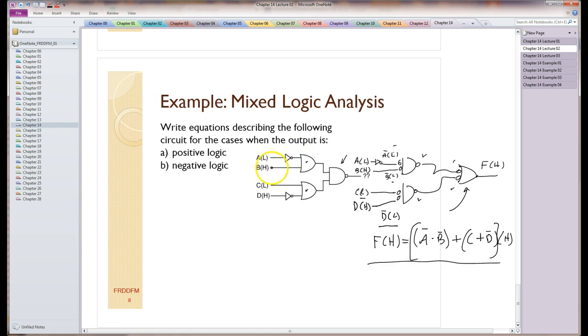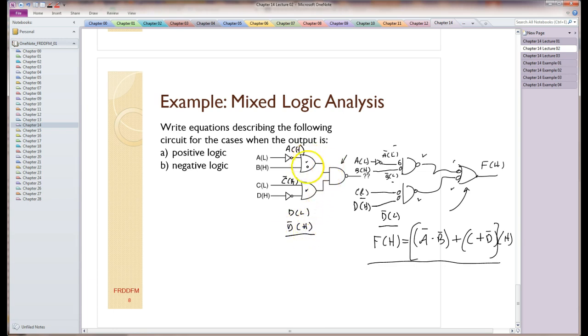Here's A sub low. Negative logic becomes A sub high. That's good. B is already high. C sub low, it's not right. I need to rewrite this as a positive logic signal, some C naught positive logic. So D sub high goes through an inverter, becomes D sub low, which is not good enough. I need to write it as a positive logic signal, so this is the signal I'm going to use.